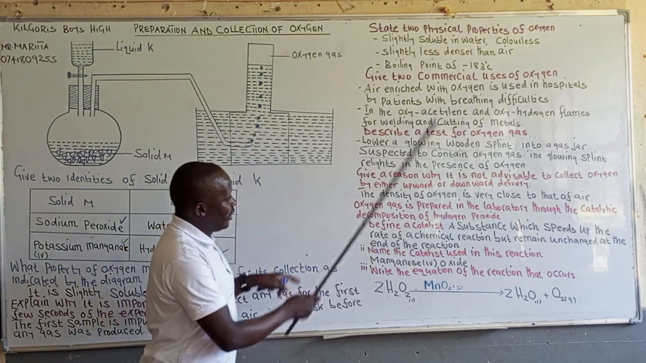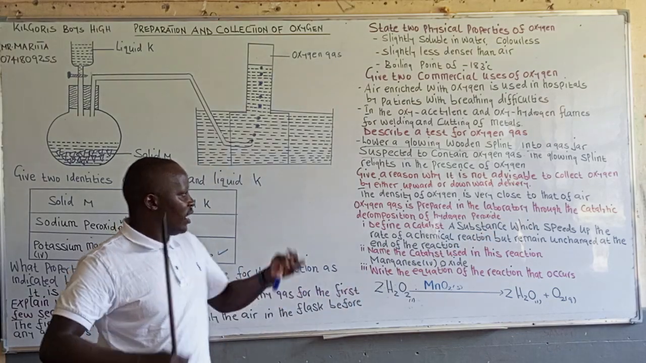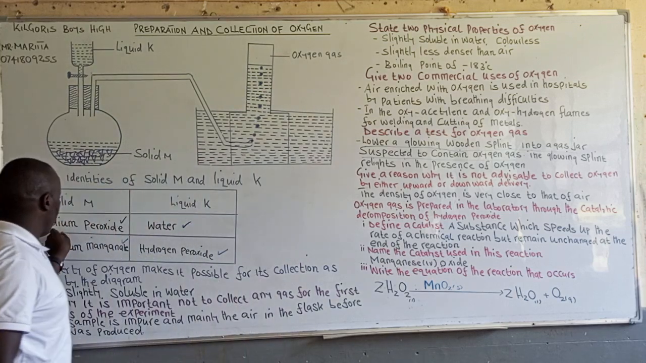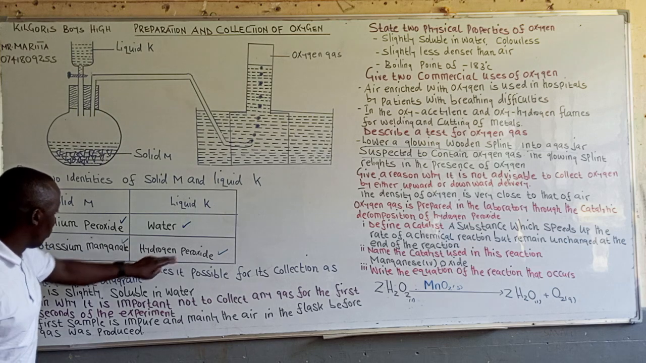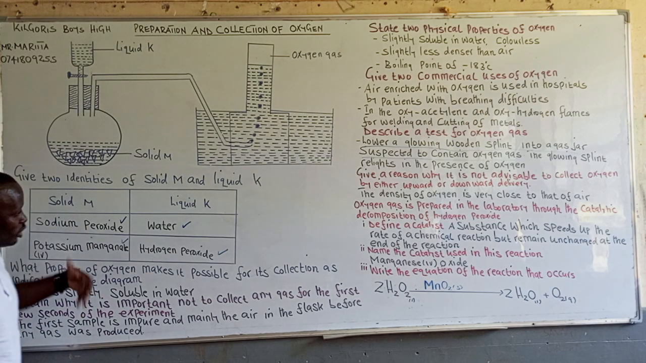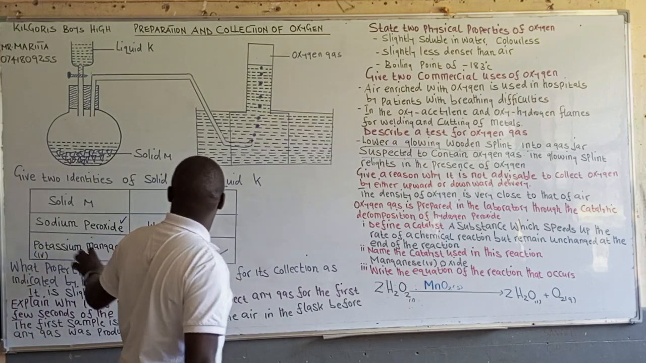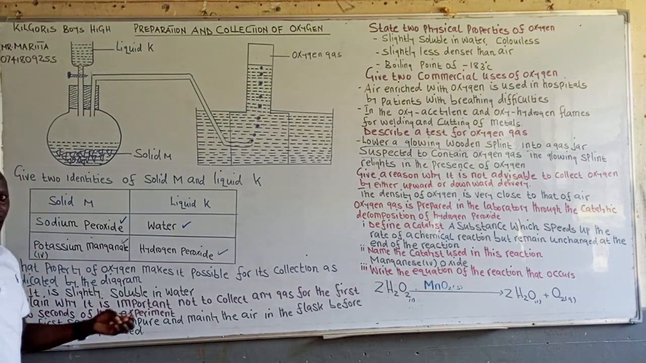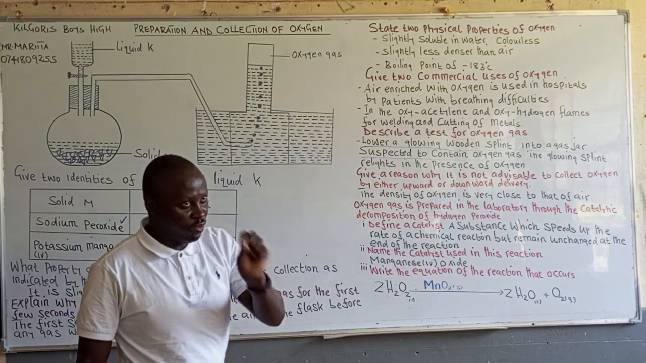Oxygen is prepared in the laboratory through the catalytic decomposition of hydrogen peroxide. As you can see, we have hydrogen peroxide in water. Then we have the hydrogen peroxide in the presence of potassium permanganate. So the decomposition normally takes place, the decomposition of hydrogen peroxide in the presence of potassium manganate as a catalyst. Then there is a production of oxygen gas.